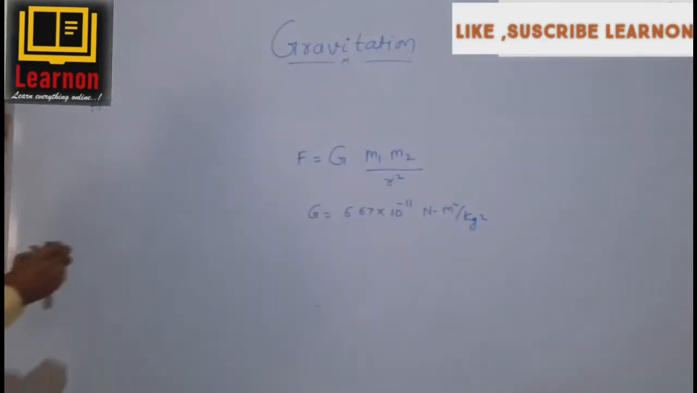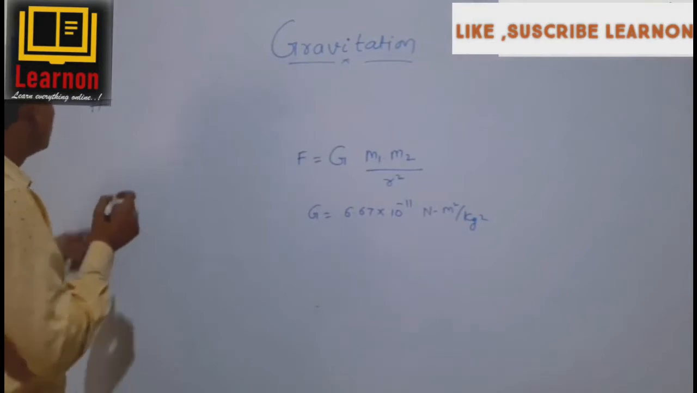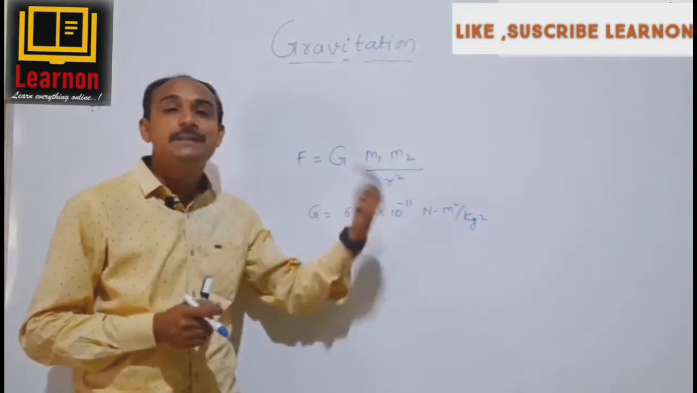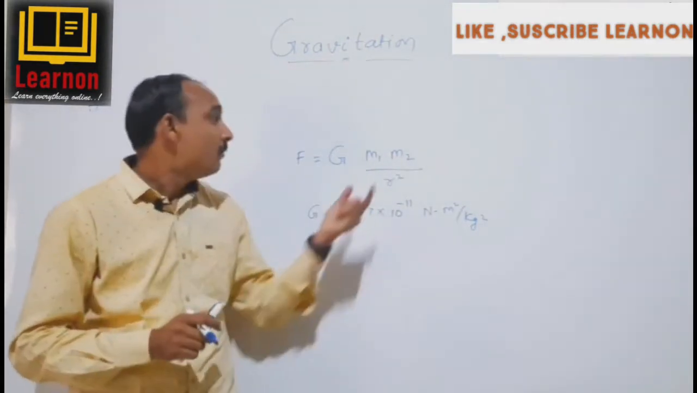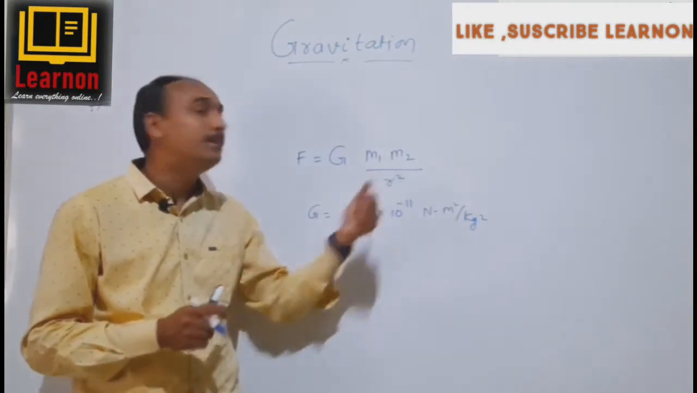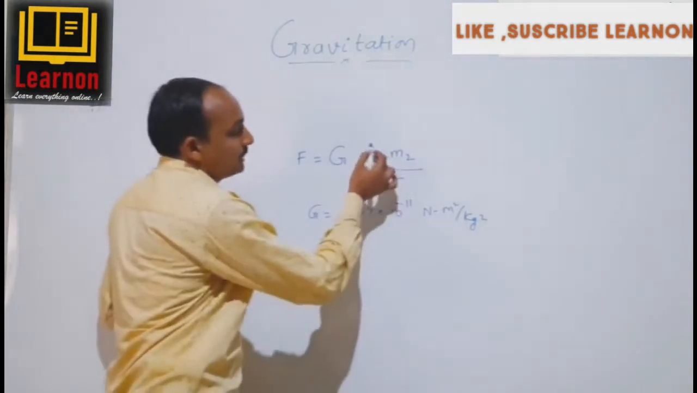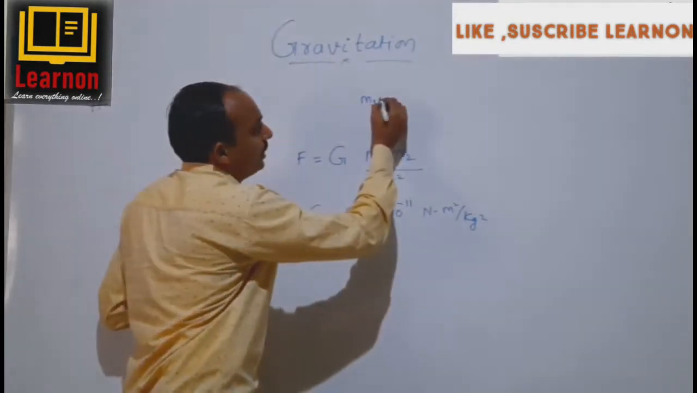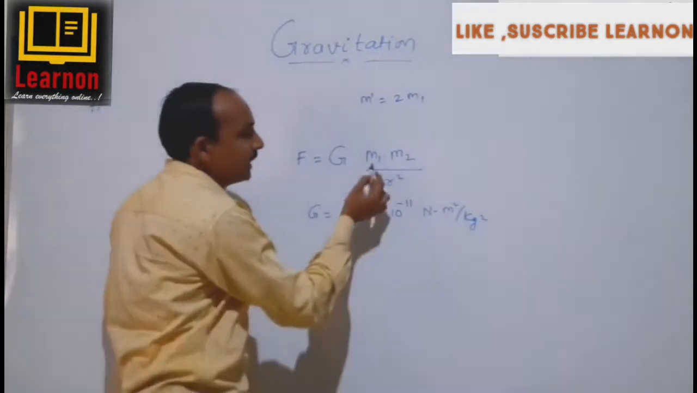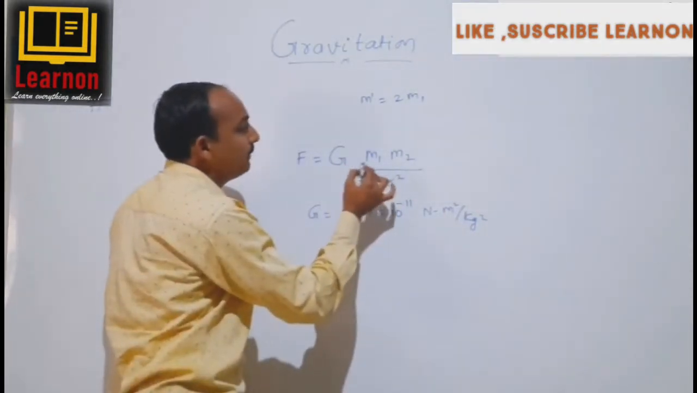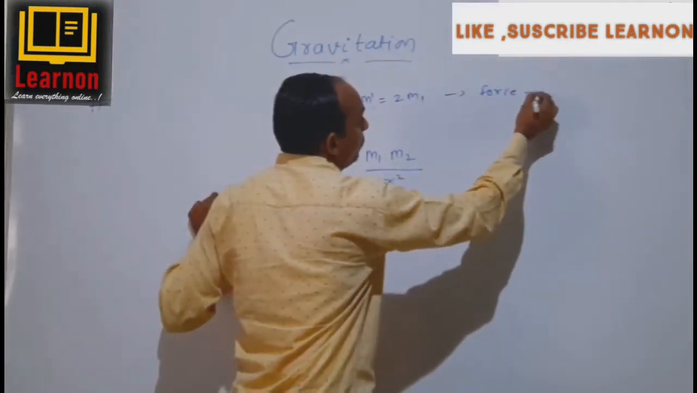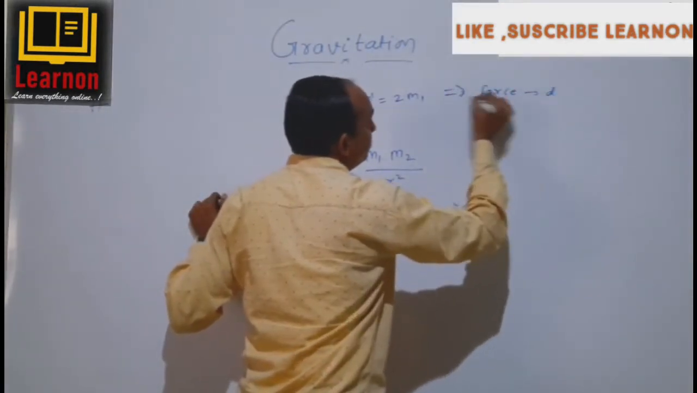Here I am giving the keynote because the question may arise, what happens if any one of the mass of the object is doubled? Suppose m1 is doubled, the new m dash will be twice of m1. What happens if it is twice of m1? It will be multiplied by 2. It means that the force will be doubled.